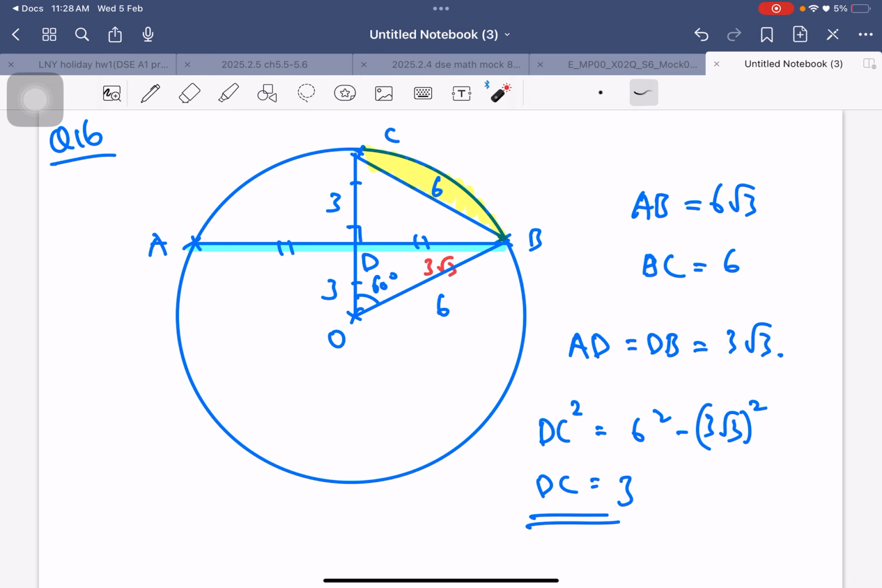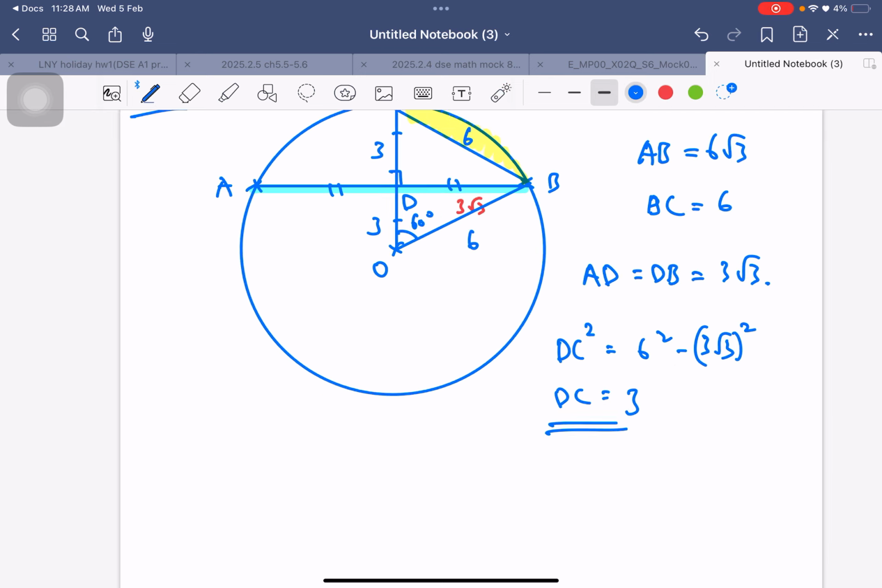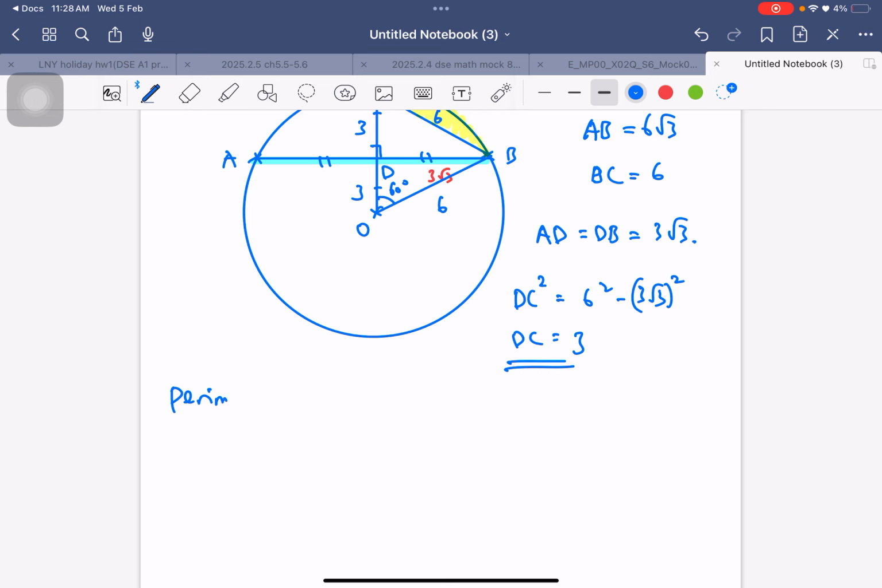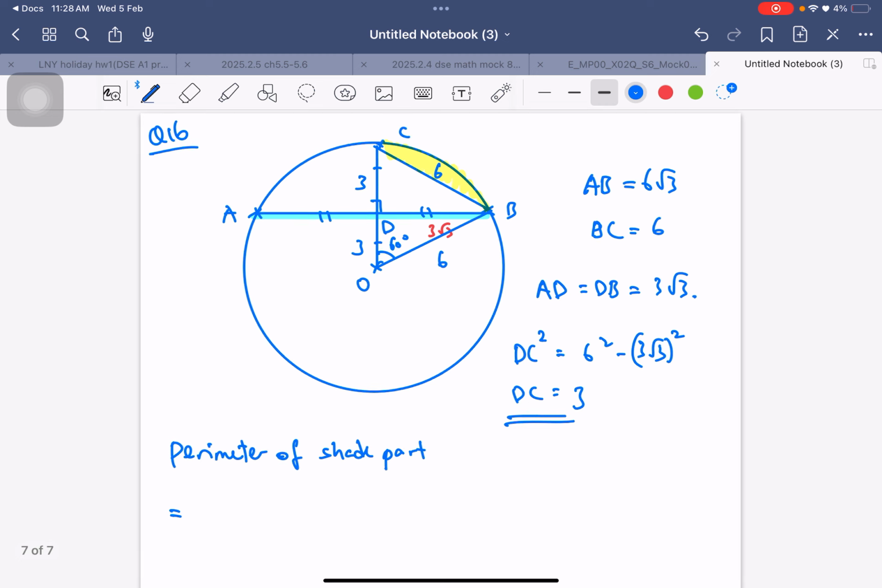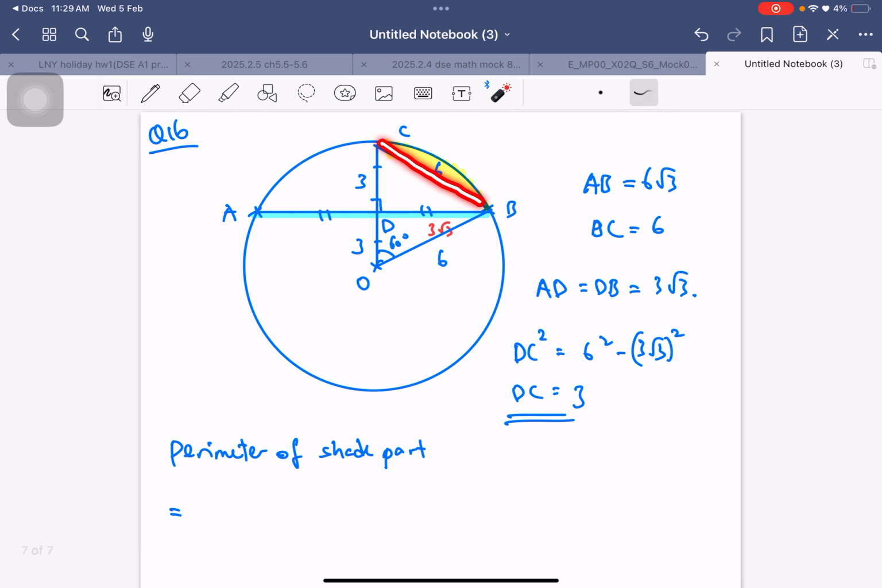Okay? So if you want to find the perimeter of the shaded part, it's just not the triangle perimeter, it's just this part. This line plus this arc, isn't it? So it's equal to BC plus the arc of BC. Okay? So what is the length of BC? BC is just equal to 6.